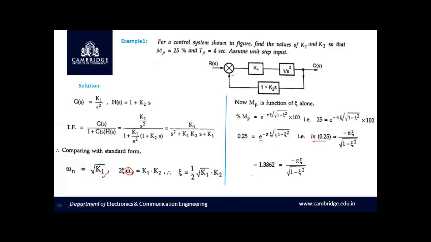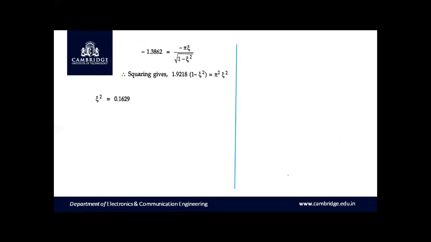ln of 0.25, we get minus 1.3862, which will be equal to minus pi zeta divided by square root of 1 minus zeta square. So for the simplification, I can square on both sides. Therefore, I get the expression as 1.9218 into 1 minus zeta square, which will be equal to pi square into zeta square. Further simplification, I get zeta square is equal to 0.1629. Therefore, zeta will be equal to 0.4037.